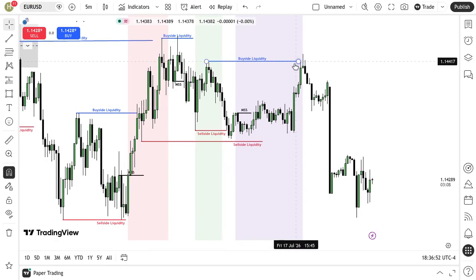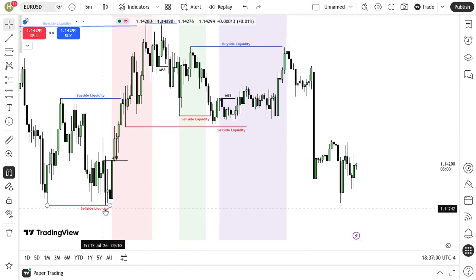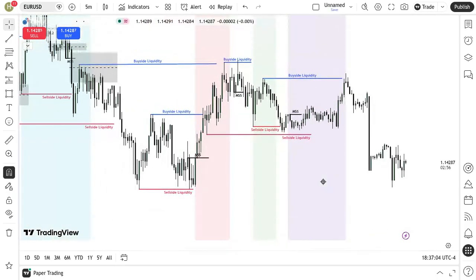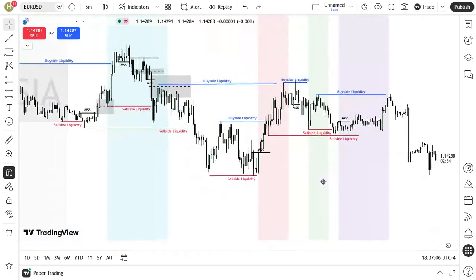And then what does price do? Price also reverses, goes lower, takes out this sell side liquidity, all this liquidity right here, and then it goes lower almost to this low. So that was the price action for Euro USD on Friday.